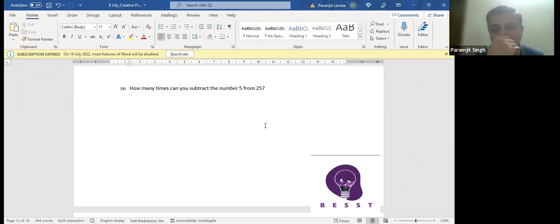5 is lesser than 25. No, we have to subtract 5 from 25. So it is 25 minus 5. How many times can you subtract the number 5 from 25? That is what the question is. Right. So, Khushi, how do you say 3?